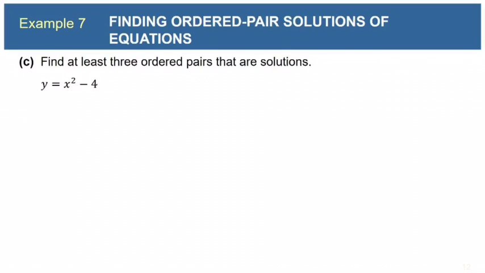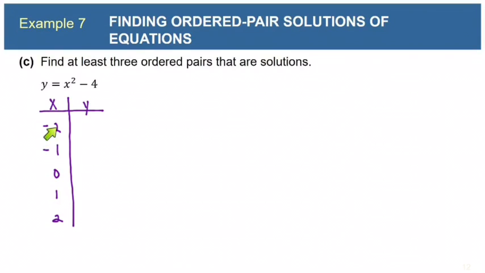And here's part C of example 7. Again, find 3 ordered pairs that are solutions. This time we'll find a few more because this has x squared. So I think it's important for us to see what happens when x is negative. So I'm actually going to choose several x's for us this time.